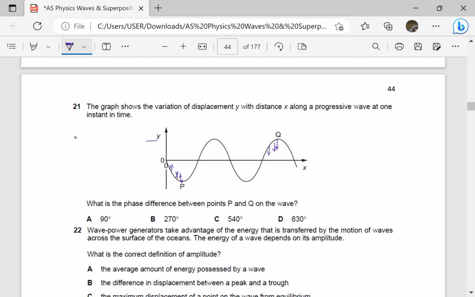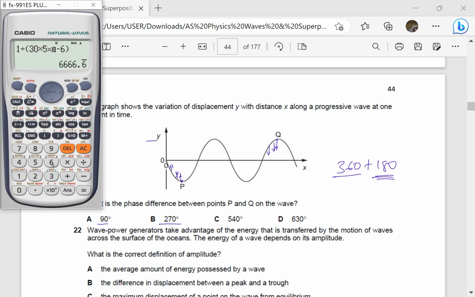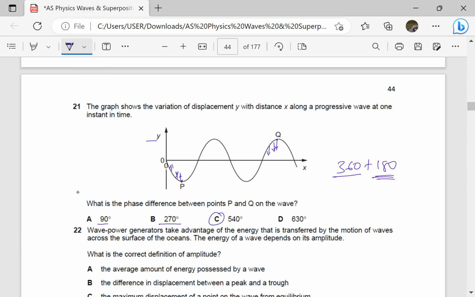That means P and Q are most likely going to be in antiphase, 180 degrees, or we look for any angle which is related to antiphase. Therefore, they can't be 90 degrees, they can't be 270, but it can be 360 plus 180, 360 plus antiphase, which is 180. That is giving us 540 degrees. So the phase difference is going to be 540 degrees.